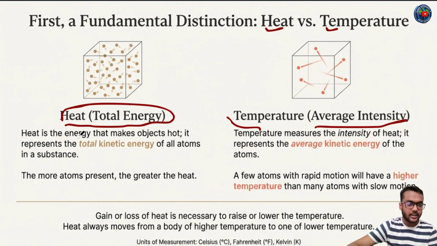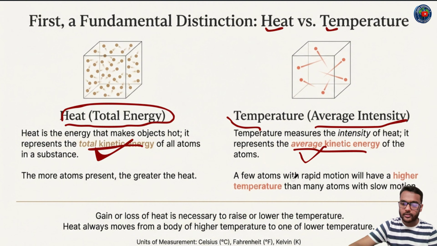Heat is the energy that makes objects hot. It represents the total kinetic energy of all atoms in a substance. The more atoms present, the greater the heat. On the other hand, temperature measures the intensity of heat. It represents the average kinetic energy of the atoms. In heat, total kinetic energy; in temperature, average kinetic energy.